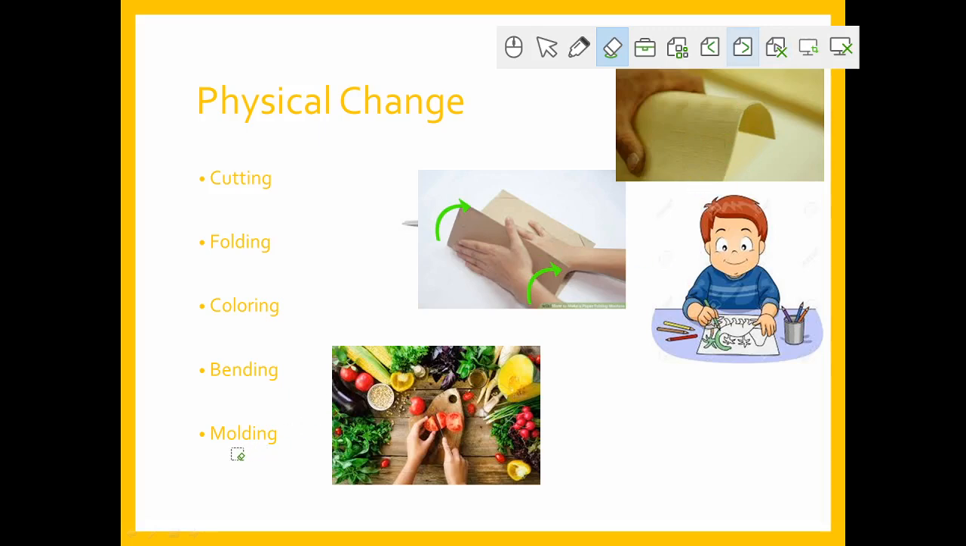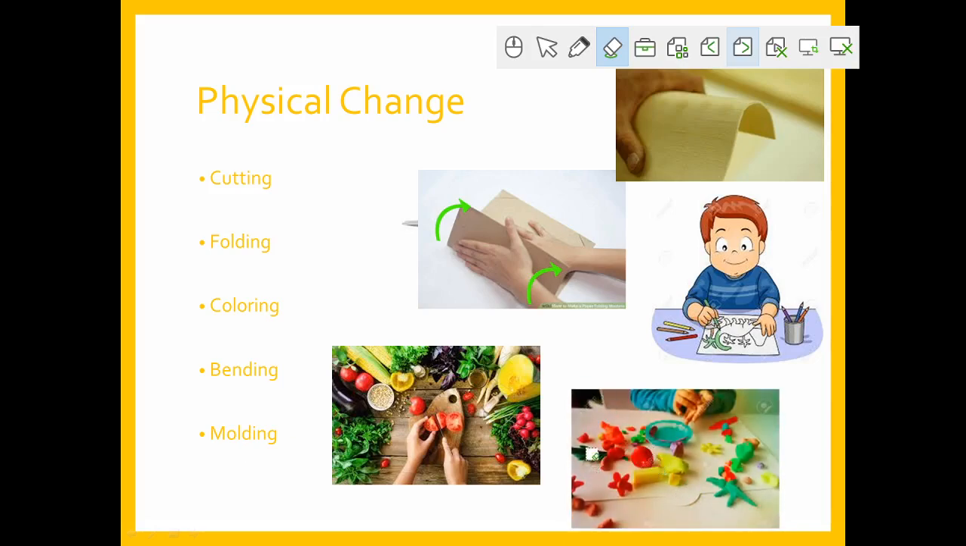Molding, do you know what I mean by molding? Yes, this one. When you mold by using Play-Doh or clay. Okay, so these are some examples of physical change: cutting things, folding things, coloring things, bending things, and molding things. Molding, you make a new shape by using the Play-Doh, for example.